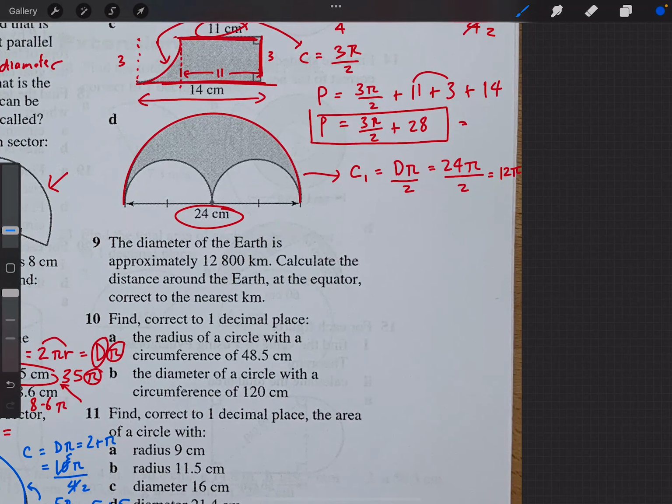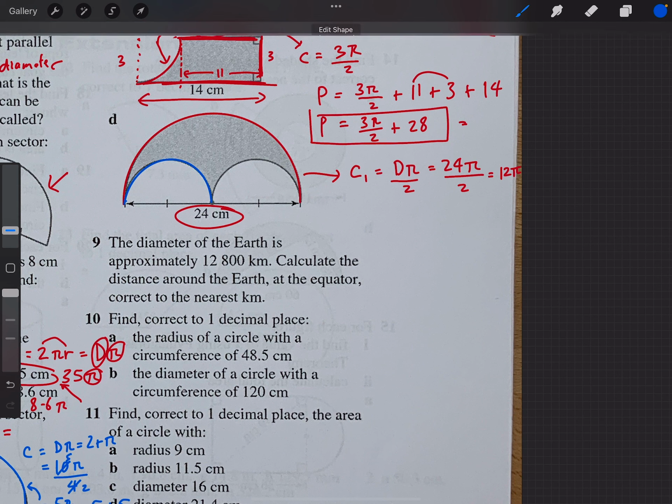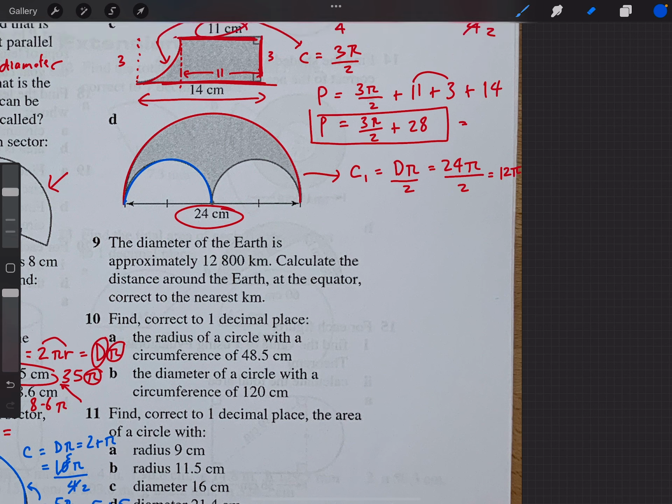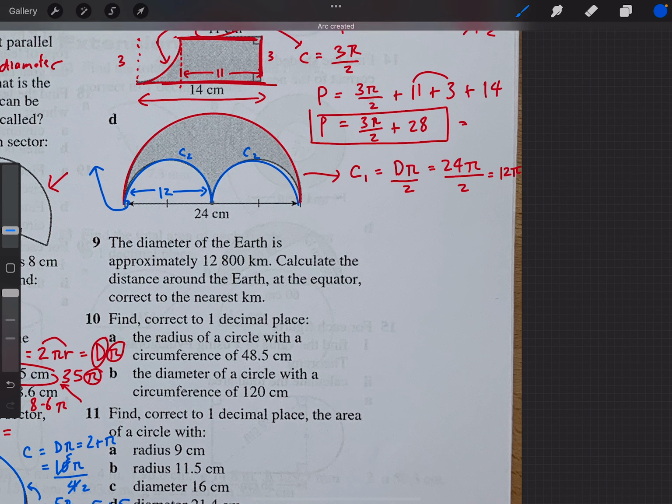Alright, now I want to find the circumference of this smaller semicircle. Okay, so for this smaller semicircle, if this is 24, then half of it must be 12. So this must be 12 for the diameter. So to find the circumference of this semicircle, we'll call this C2. Or actually, I'll call this C2 as well, because they're both the same. These two are the same. You can see it in the diagram.